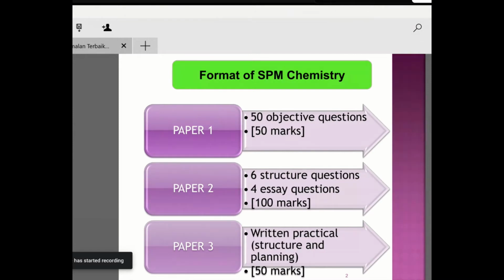So among all of these papers, for paper 1, cikgu-cikgu kenalah bagi pelajar-pelajar cikgu buat banyak-banyak latihan paper 1. Because through exercise, practice makes perfect. Then number 2, we would like to come out with paper 2. Today we will emphasize on paper 2. For sure, we all know that they have 6 structural questions, and then 4 ACA questions, which come from section B and section C. Together they are 100 marks.